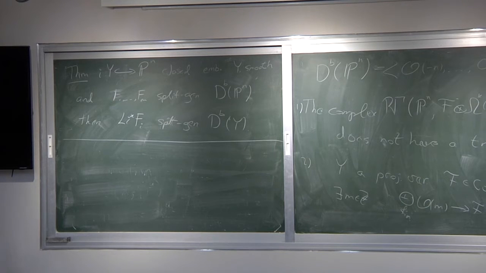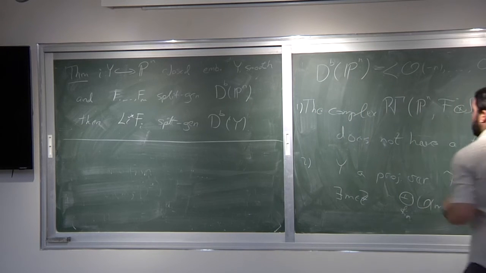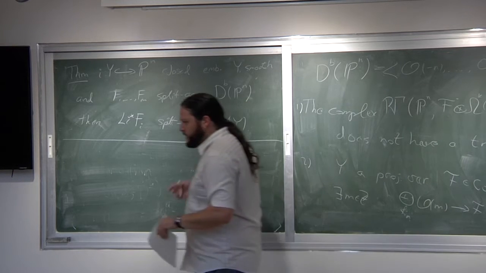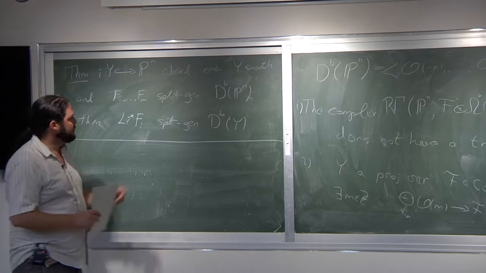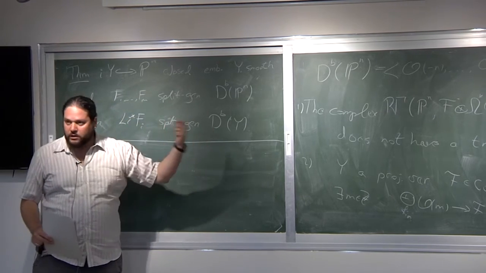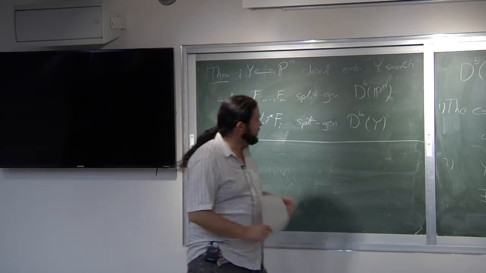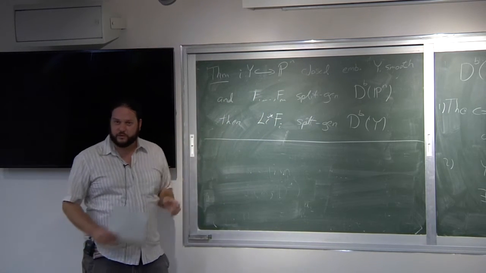So, first, split generation is, we said in the beginning that these objects generate this category, and that is generate as a triangulated category, so the operations we have are shifting and taking cones. Split generation is to add another operation, that is to be able to break up direct sums. So if these generate some object that is a direct sum of two other objects, then we also allow to just break that direct sum and take each summand.